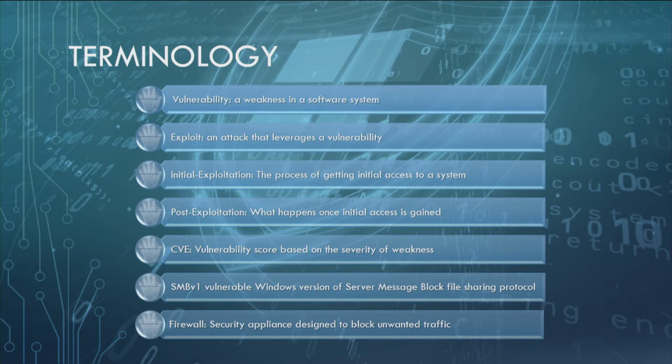CVE, a vulnerability score based on the severity of a weakness. SMB V1, Windows version of a server message block file sharing protocol. We'll go over these a little bit more in depth in a bit here. And lastly, the main thing we're going to be talking about today is the firewall. That's a security appliance designed to block unwanted traffic.